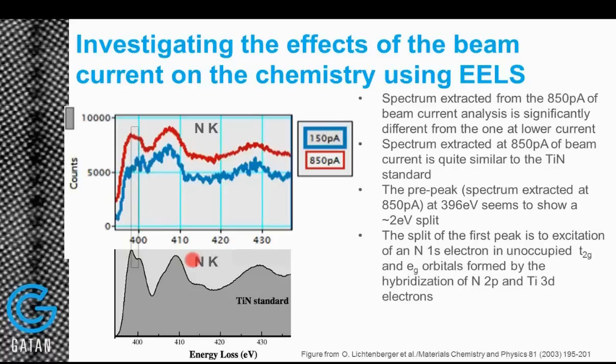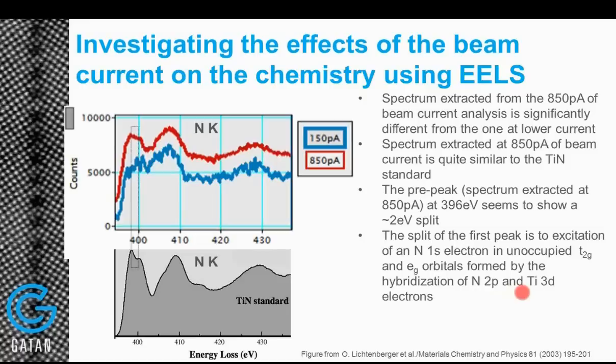For those of you who are interested, basically the split of this first pre-peak is due to excitation of the 1s electrons of the nitrogen into unoccupied t2g and eg orbitals that we actually form when the 2p electrons of nitrogen and 3d electrons of titanium hybridize. So it's due to the hybridization of 2p electrons of nitrogen and 3d electrons of titanium. So there's a physical, scientific reason why we have this pre-peak in this particular case.